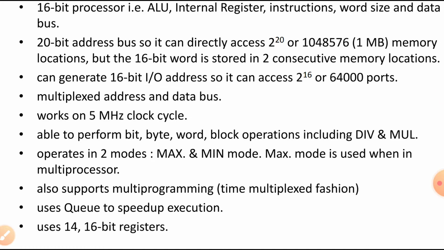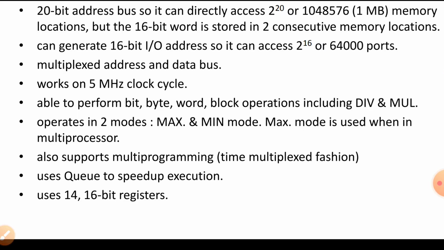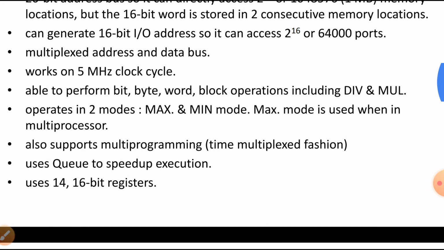Now, it also uses the same style in which the address and the data bus are used. In 8085, it is multiplexed fashion. In this case also, we will be using the address and data bus in multiplex fashion. It works on a 5 megahertz clock, whereas in the case of 8085, it was 2.5 or 3 megahertz. Now, 8086 is capable of performing bit operation, byte operation, word operation, block operation, as well as division and multiplication operations.